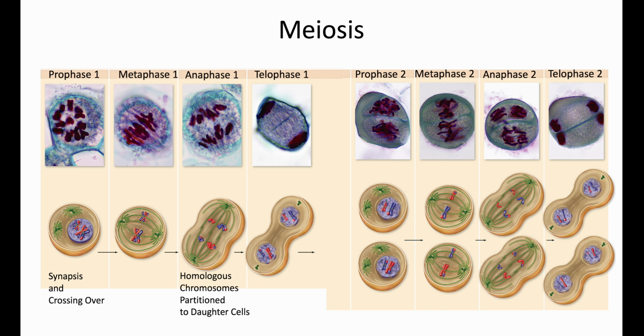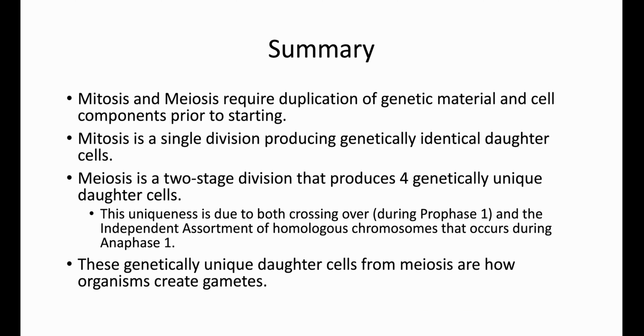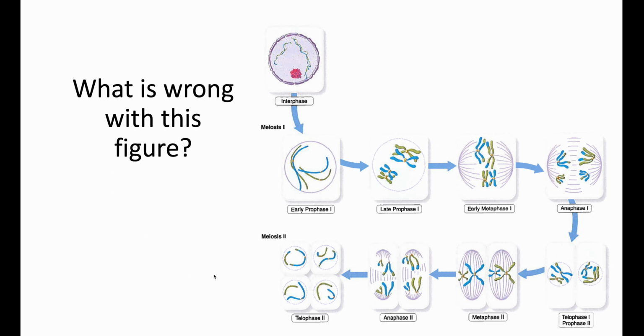You can compare this to that table that we built back at the beginning of this section of material. Mitosis and meiosis require duplication of genetic material and cell components prior to starting. Mitosis is a single division, producing genetically identical daughter cells, and only produces 2 of them. Meiosis is a 2-stage division that produces 4 genetically unique daughter cells. This uniqueness is due to both crossing over and the independent assortment of homologous chromosomes that occurs during anaphase 1. These genetically unique daughter cells from meiosis are how organisms create gametes.